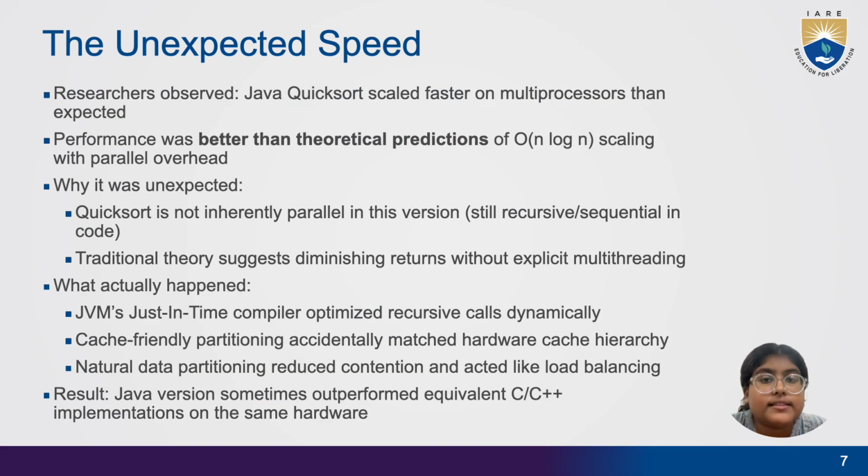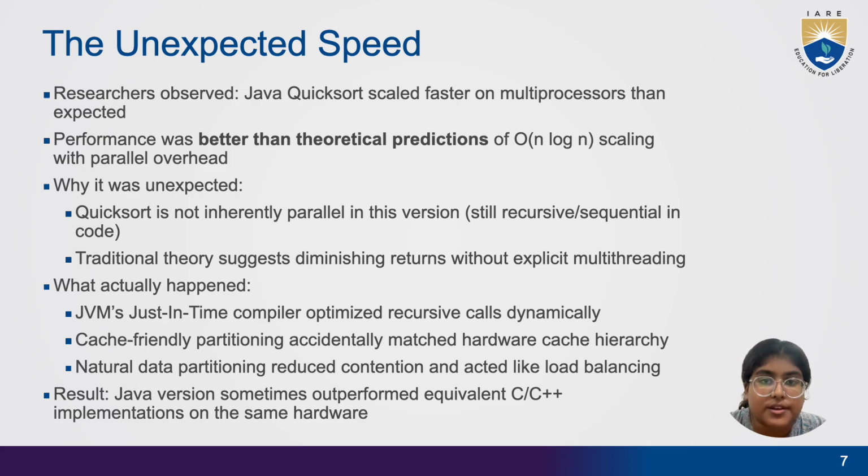Now, this is where things get interesting. When researchers benchmarked Java's QuickSort on multiprocessor machines, they found out that it scaled better than predicted. In other words, the algorithm appeared to be faster and faster as more cores were available, even though the code wasn't explicitly parallel. Now, why is this surprising?